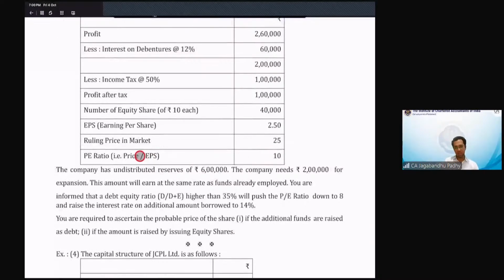The company has undistributed reserves of 6 lakh. The company needs 2 lakh for expansion. This amount will earn at the same rate as funds already employed. You are informed that a debt equity ratio, debt upon debt plus equity, higher than 35% will push the PE ratio down to 8 and raise the interest rate on additional amount borrowed to 14%. You're required to ascertain the probable price of the share if additional funds are raised by way of debt and if the amount is raised by way of equity.